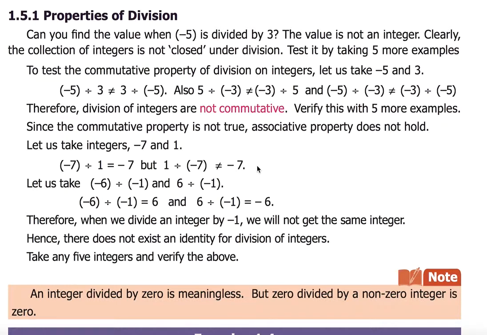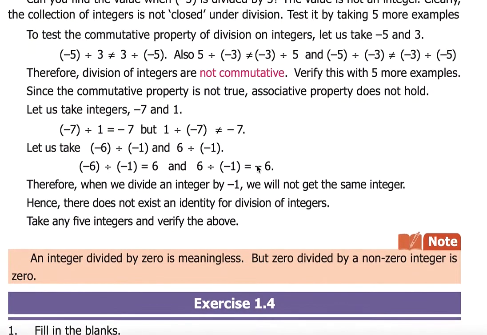Let us take integers minus 7 and 1. Minus 7 by 1 is minus 7. 1 by minus 7 is not equal to minus 7. Let us take minus 6 by minus 1 and 6 by minus 1. Minus 6 by minus 1 is 6. 6 by minus 1 is minus 6. Therefore, when we divide an integer by minus 1, we will not get the same integer. Hence, there does not exist an identity for division of integers. Take any 5 integers and verify the same.